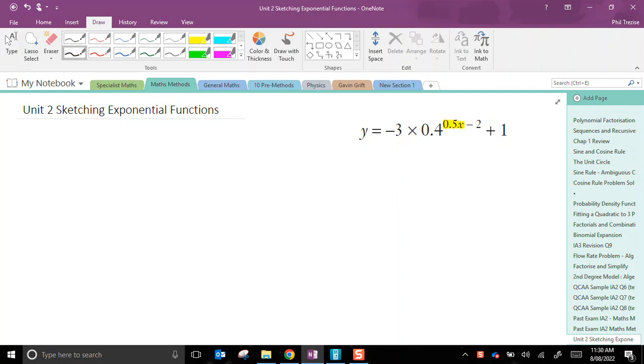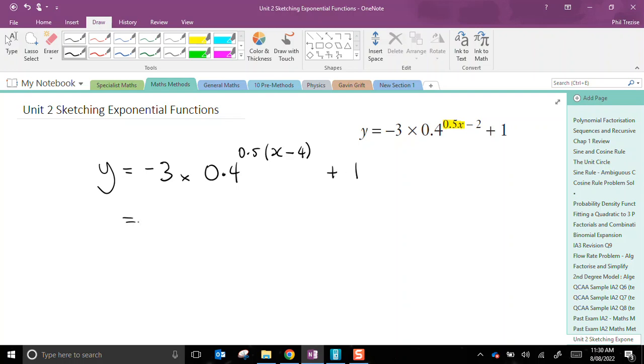Now I don't like them when they're like that, so let's just do a little bit of algebraic work on this first. So I have a base of 0.4. Now I will factor the 0.5 and I'll write this as x subtract 4. So if I multiply that through, that would be the same as we had 0.5x take 2, and I still have plus 1 as a vertical shift.